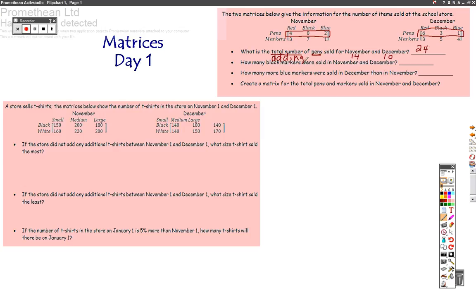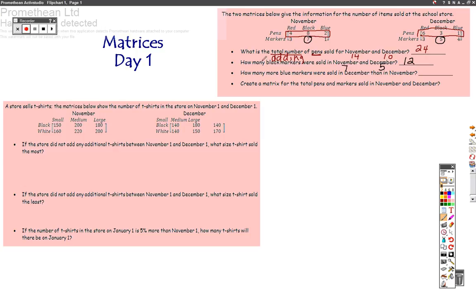How many black markers were sold in November and December? For this one, I am only looking for black markers. So in November, that is 7 in black markers. In December, that is 5. Altogether, that gives me 12.